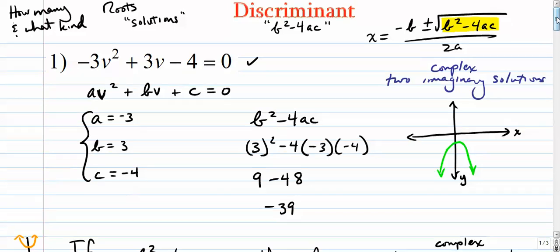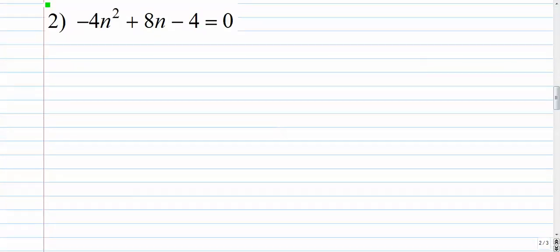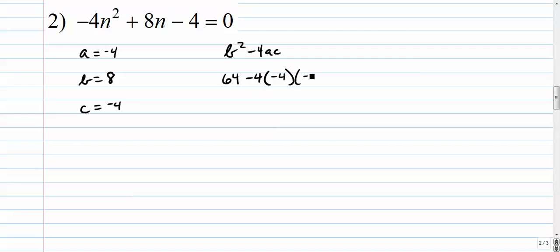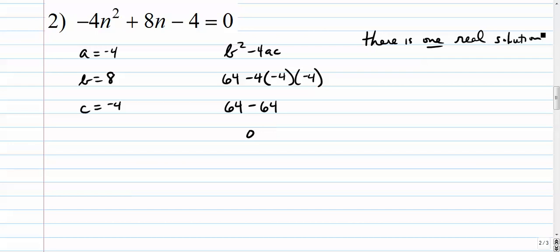Alright, number 2. A is -4. So let's go ahead and write that down. A is -4, B is 8, C is -4. So our discriminant is 64 minus 4 times -4 times -4. So that's 64 minus 64, that's 0. So when the discriminant is 0, there is one real solution. Very quick graph here. This thing is reflected down, and it's going to simply touch the x-axis and bounce right back down.